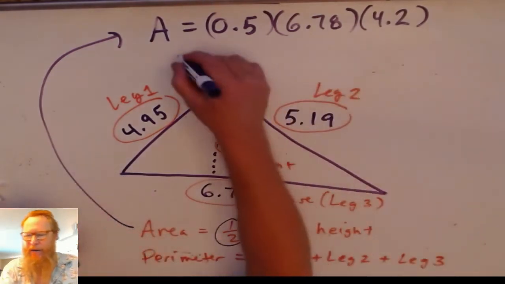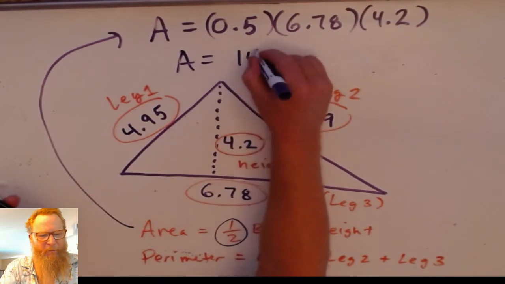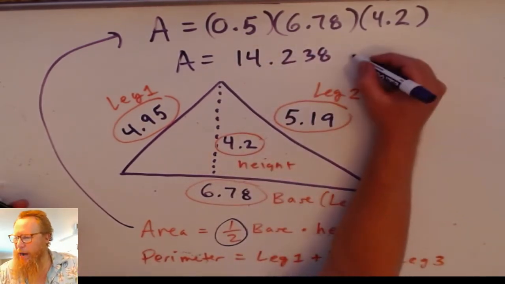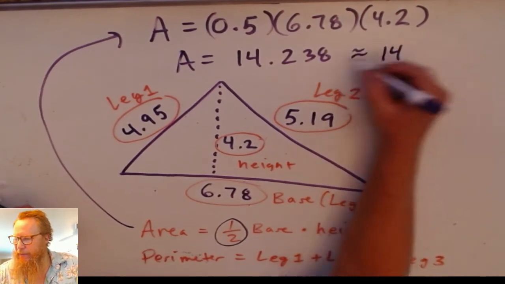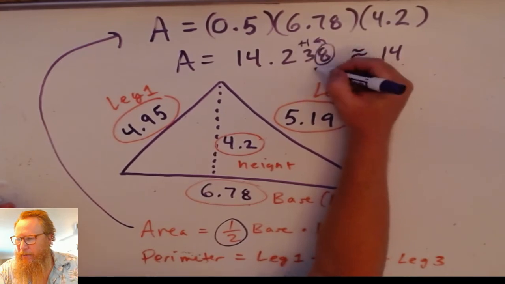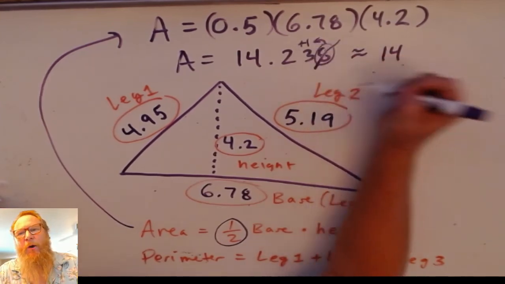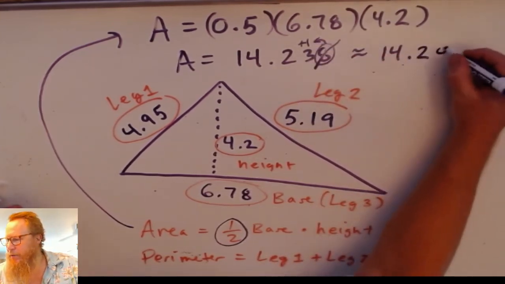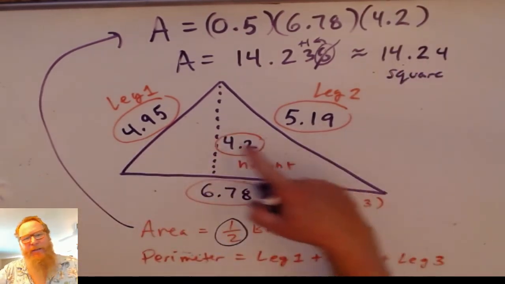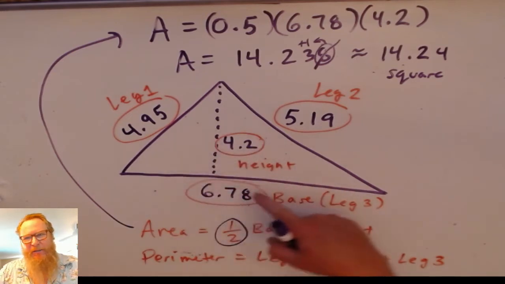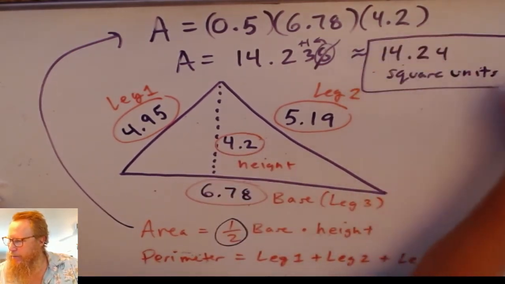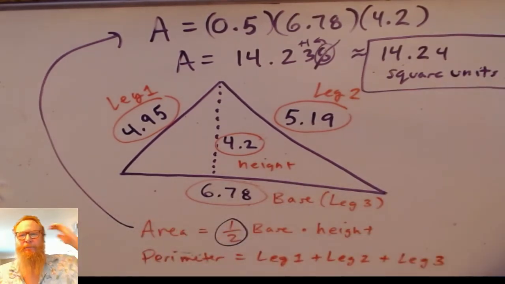And so the area is 14.238, rounded. You're going to round up by throwing out the 8 and adding 1, so 14.24 square. Now, I didn't tell you whether these are feet or inches or meters, so I'll just say square units. That's your area.